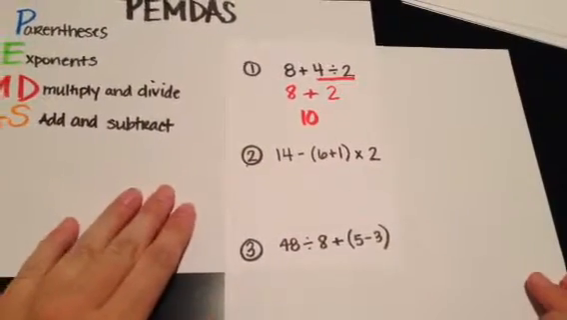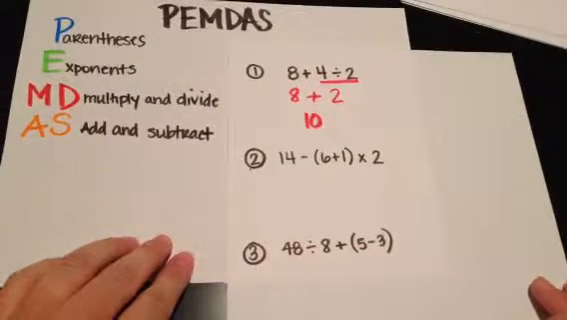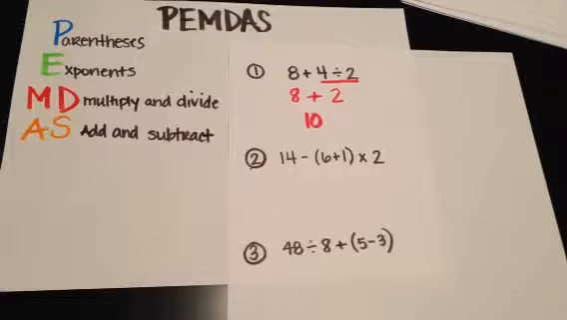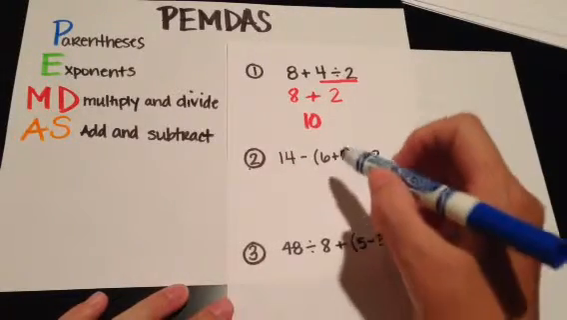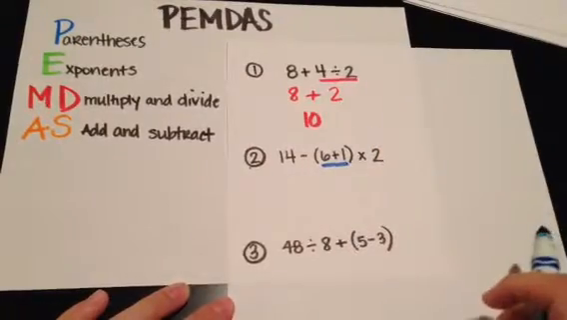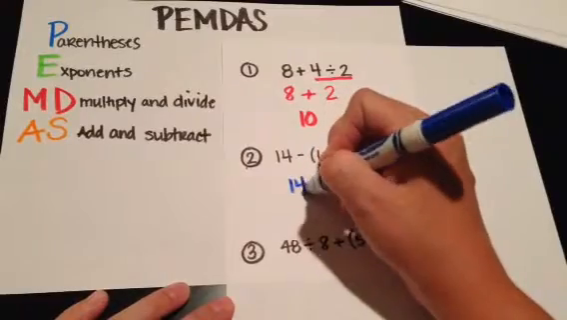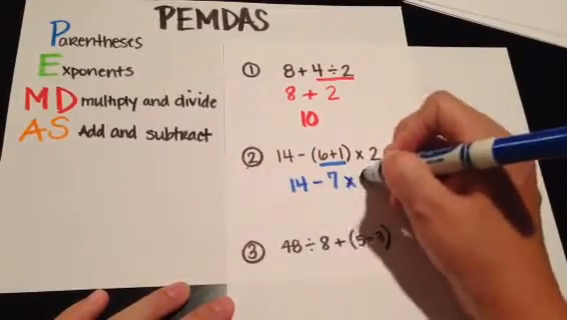In the second problem, we have 14 minus (6 plus 1) times 2. We're going to do the exact same thing and start by looking at each of the steps to check our problem. We first are going to check for parentheses, and in our problem we do have a set of parentheses. We have 6 plus 1, which is 7. And we're going to copy the rest of the problem down.